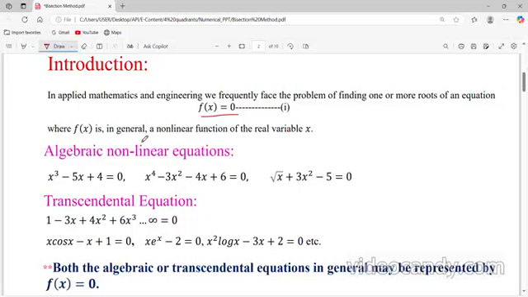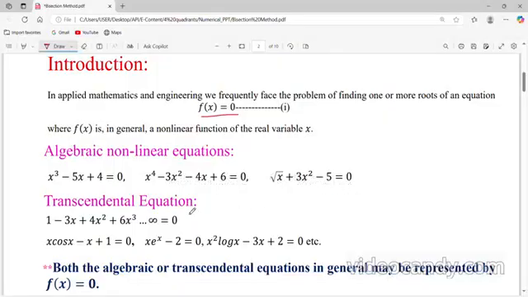So first is algebraic nonlinear equations. Algebraic equations of degree other than 1 are called nonlinear equations. For example, x^3 - 5x + 4 = 0, x^4 - 3x^2 - 4x + 6 = 0, sqrt(x) + 3x^2 - 5 = 0.